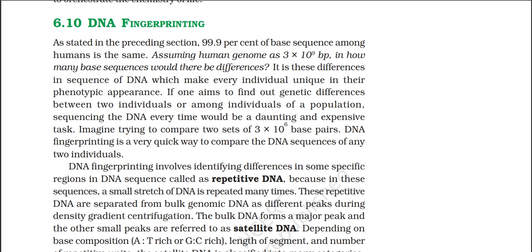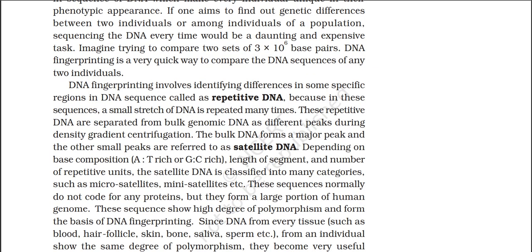If one aims to find out genetic differences between two individuals or among individuals of a population, sequencing the DNA every time would be a daunting and expensive task. Imagine trying to compare two sets of 3 × 10^9 base pairs. DNA fingerprinting is a very quick way to compare the DNA sequences of any two individuals. DNA fingerprinting involves identifying differences in some specific regions in DNA sequence called repetitive DNA, because in these sequences, a small stretch of DNA is repeated many times.